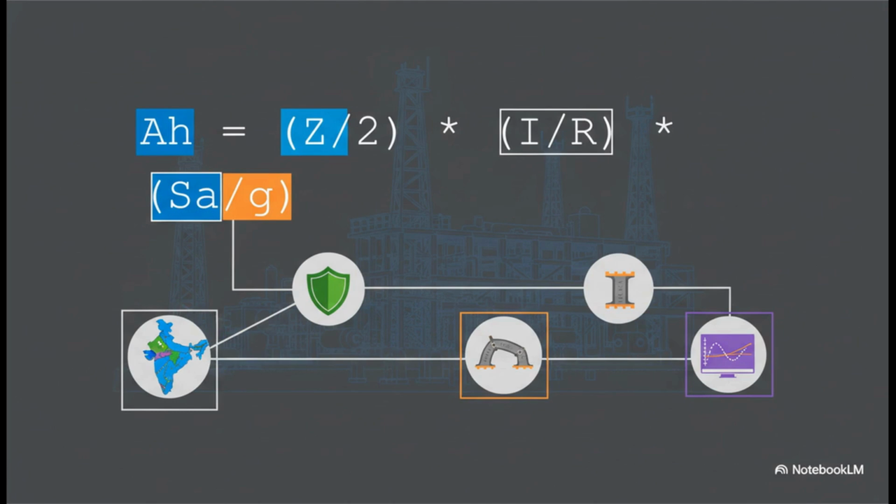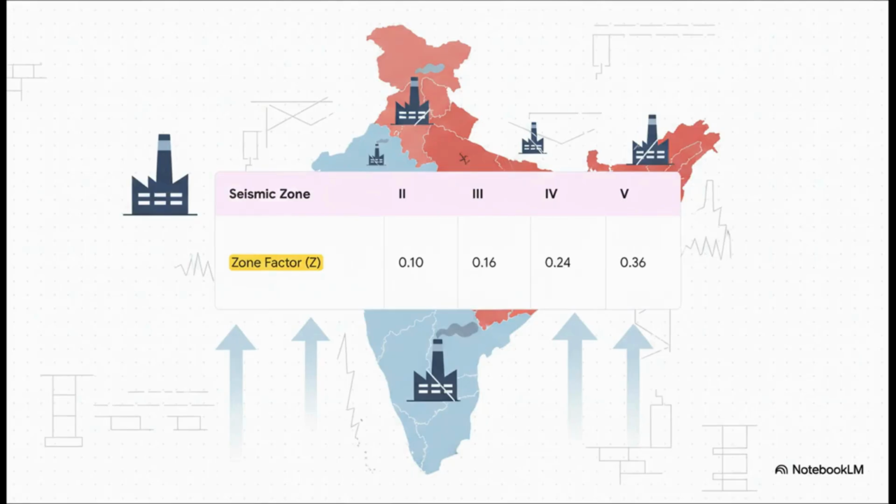This little number tells you what percentage of your building's weight you need to apply as a sideways force to simulate the earthquake. Now, it might look simple, but every single one of those variables, Z, I, R, and Sa/g, is packed with critical information. We're going to unpack each one because if you can understand this formula, you truly understand the core of IS 1893. First up is Z, the zone factor.